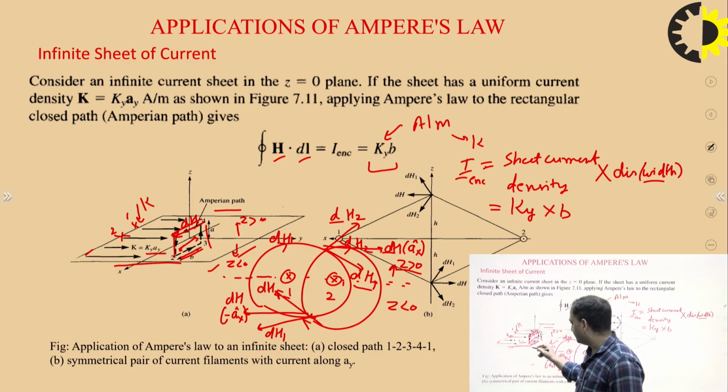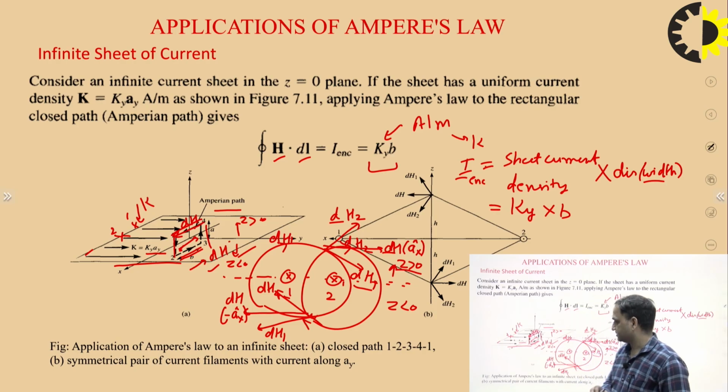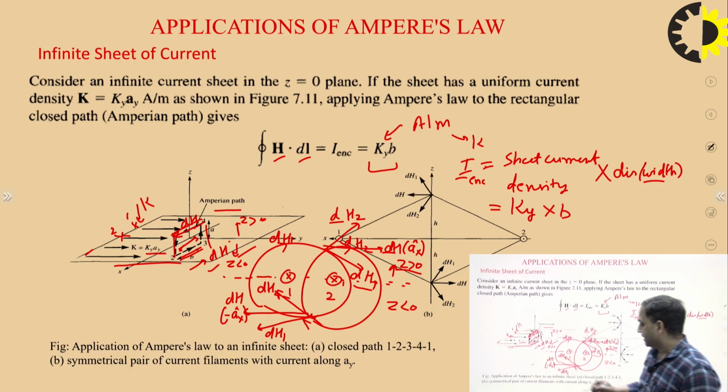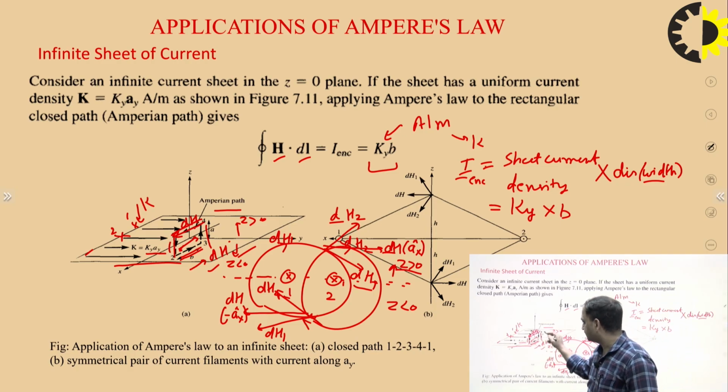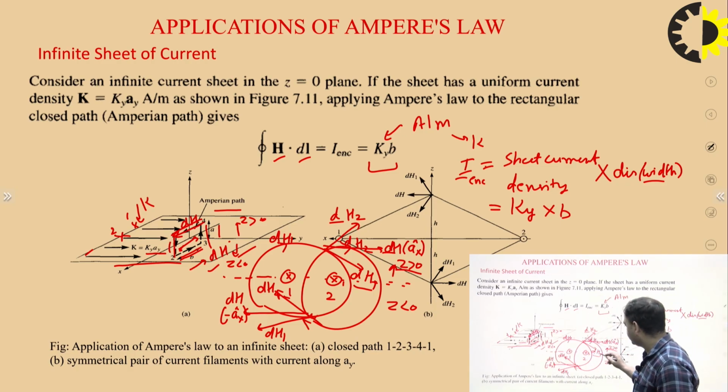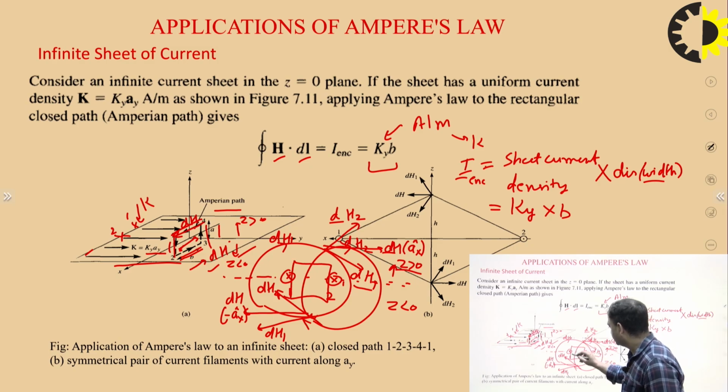And when we go down, 2 to 3, we see again the dH, which is in the direction of minus aX. And what about 1 to 2 and 3 to 4? So when we take it like this, you can take it as the 4 to 1. So 1, 2, 3 and 4. So in this direction, you can take it as the Z greater than 0.